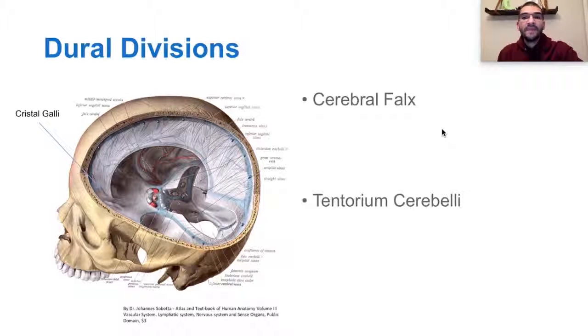Then you have the other division called the tentorium cerebelli, which basically divides the brain into the cerebrum and a lower part called the cerebellum, as well as the brainstem. This is important because uncal herniation occurs because of this tentorium cerebelli: the uncus, or the medial part of the temporal lobe, herniates downwards through and into the tentorium cerebelli, leading to the pressure that we described in a previous slide regarding the pupillary dilatation.